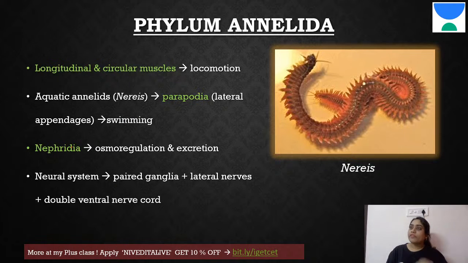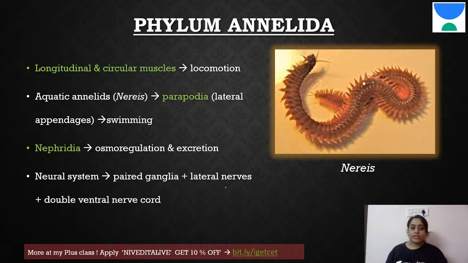Now, previously, if you remember, we've had flame cells, we've had excretory pore, ever since organs had come into the picture. So here it is nephridia. It is for both osmoregulation as well as excretion. Neural system, obviously, it has its own neural system. Here it has paired ganglia. Ganglia are knots of nerve cells, and lateral and double nerve cords.